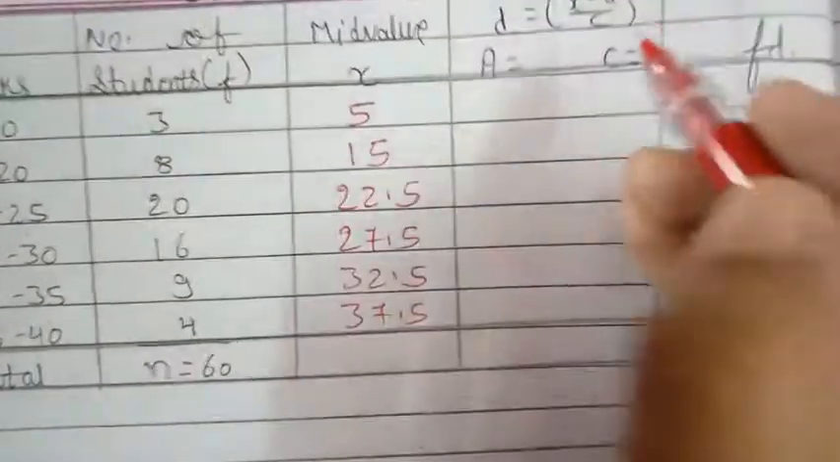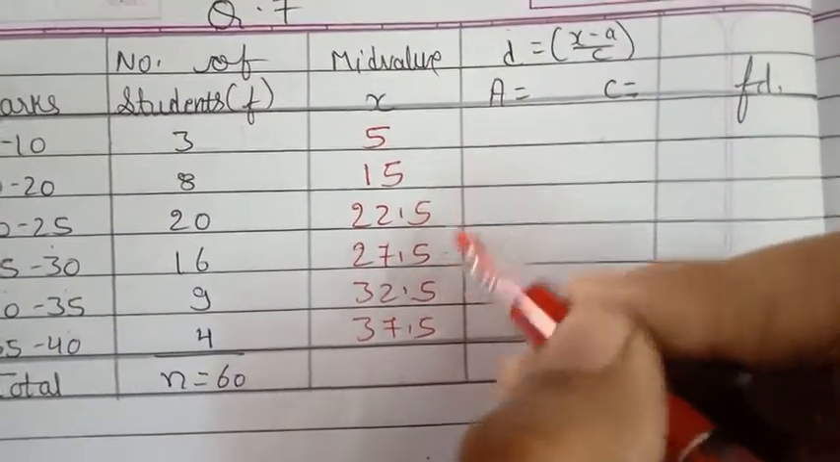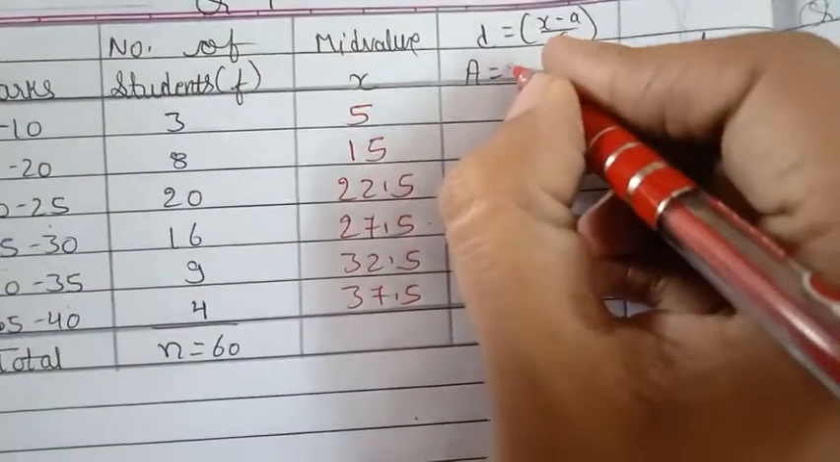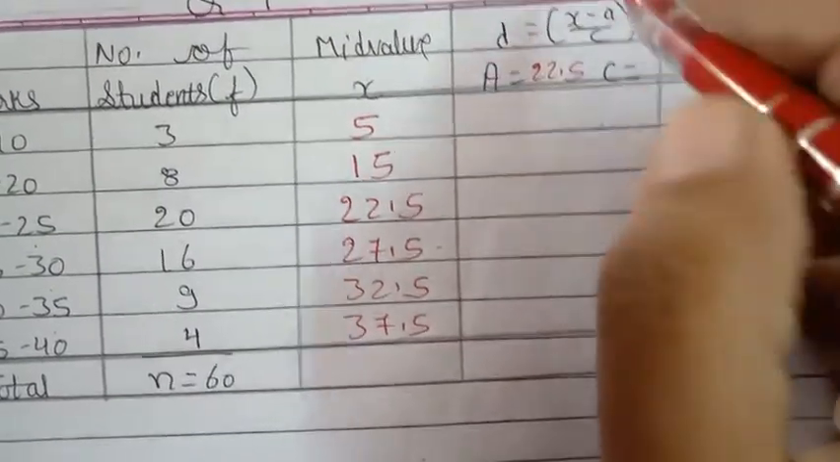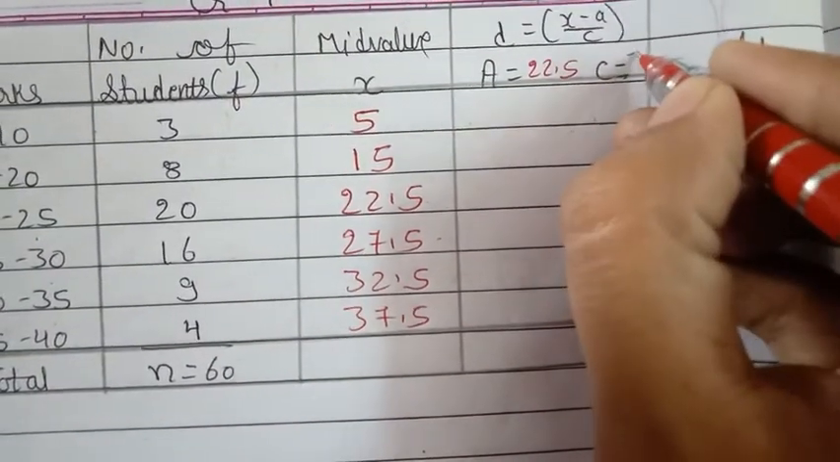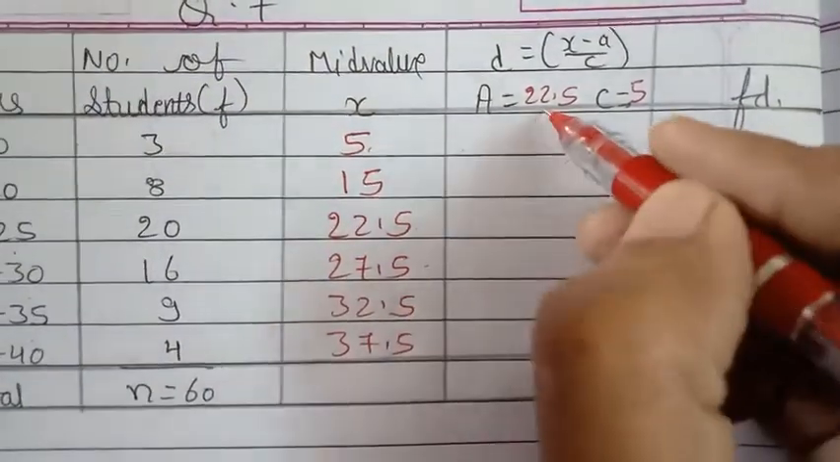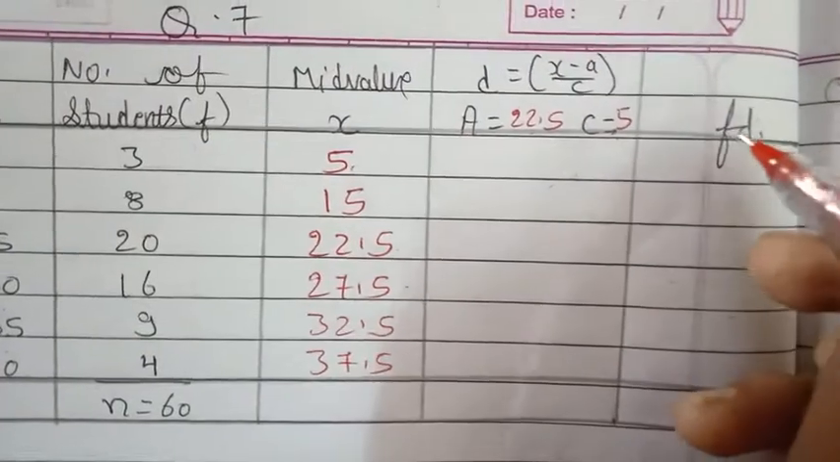Now we have to find DI, and we have to select our A. So we can take it as any value between these. So 22.5 I am taking as my assumed mean, and C I am taking as 5. Now we have to find DI, that is x minus A upon C for all the x values.